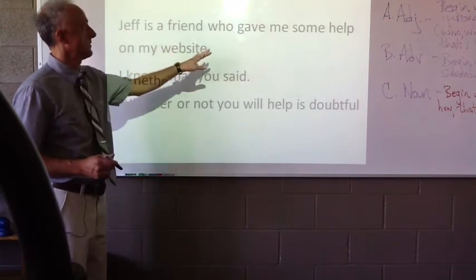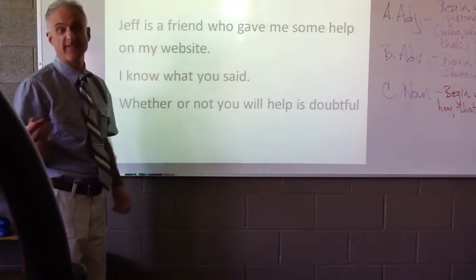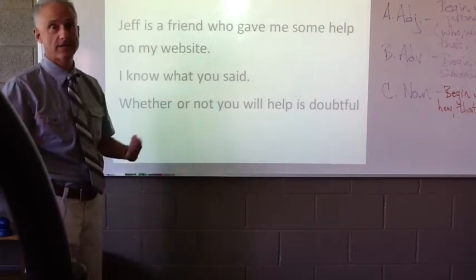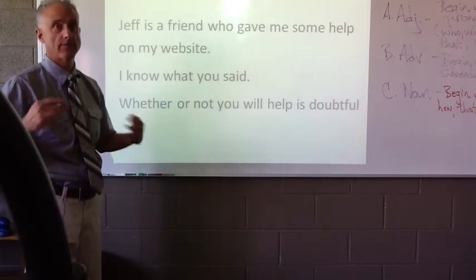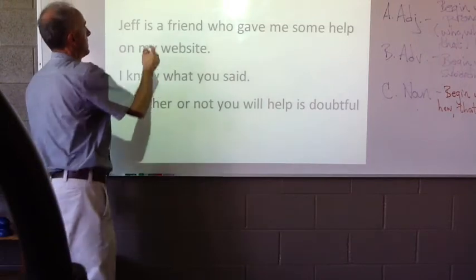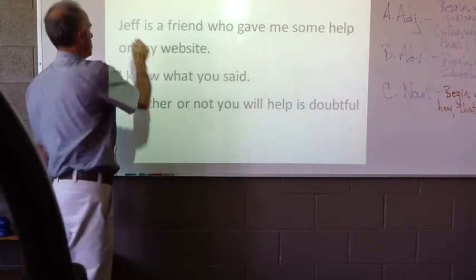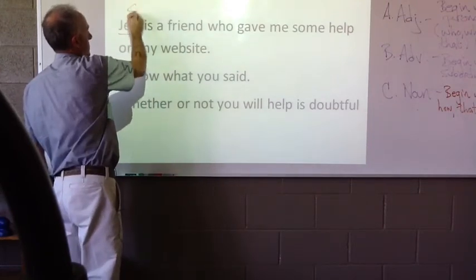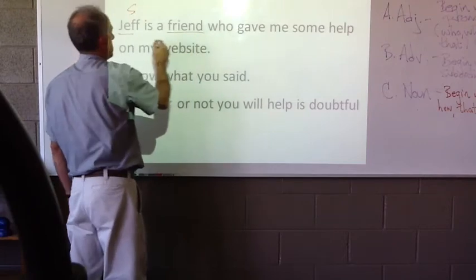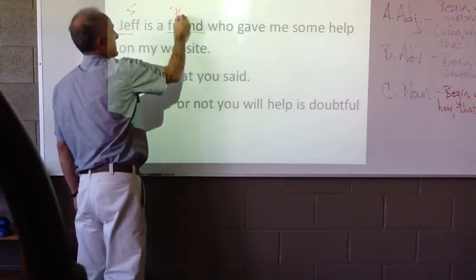Jeff is a friend who gave me some help on my website. I'm going to go kind of fast. I asked my class all these questions and they figured it out with our interaction, but I don't have much time on YouTube, so here we go. Five roles of a noun in a sentence. Jeff, subject. Friend, because it follows a linking verb, is a predicate nominative.